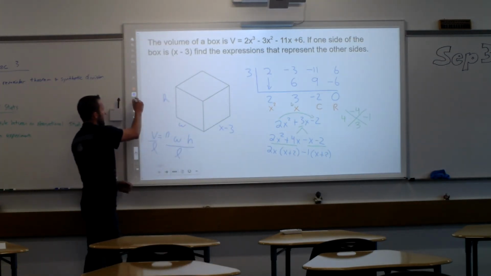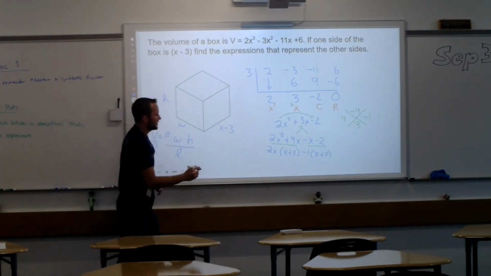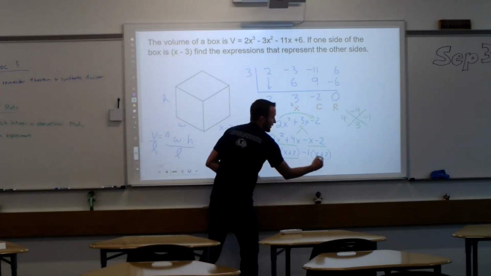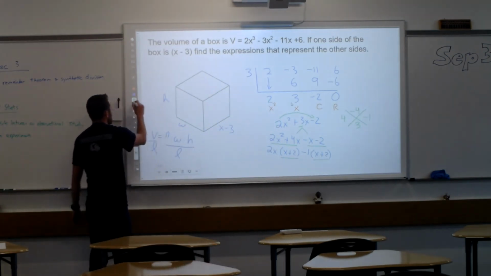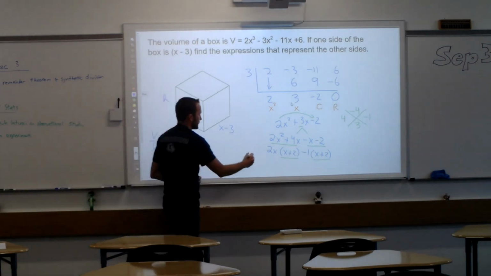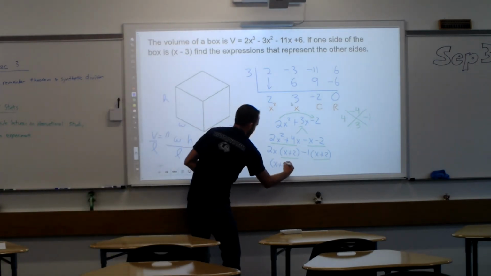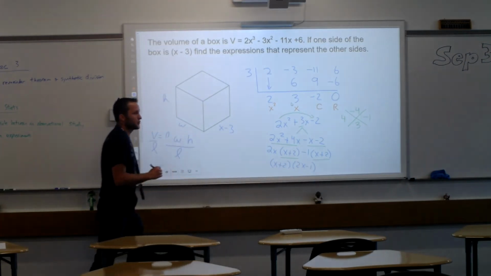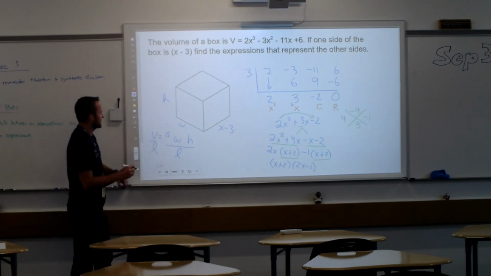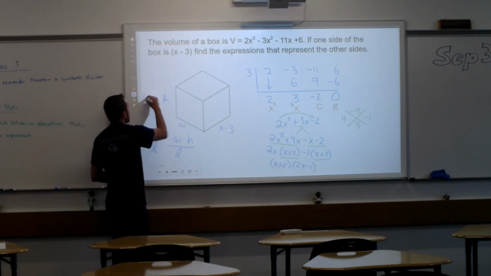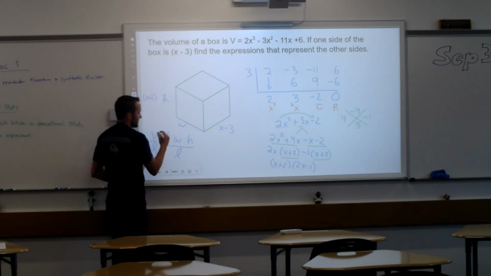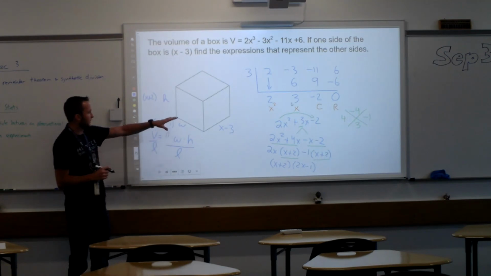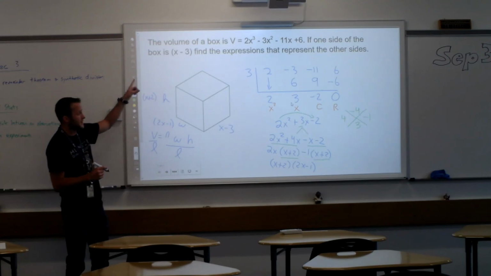Now you'll notice when you take a step back and you look at this, both of these terms now have an x plus 2. So what we're going to do is divide out the x plus 2, and it leaves behind 2x minus 1. So that means that one of my other sides is x plus 2, and the other side is 2x minus 1. So that is how you would go about figuring out all the different expressions for the length, width, and height when given the volume and one side.